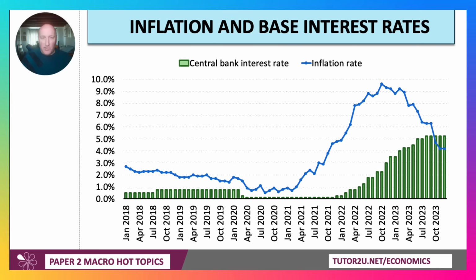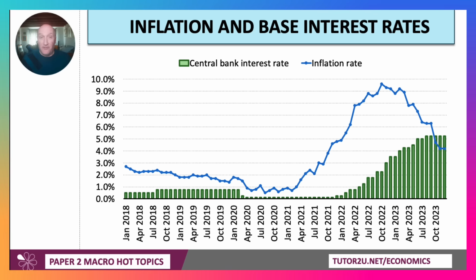Disinflation. But you can see also what's happened to central bank interest rates, rising from 0.1% during the pandemic to a peak of 5.25%. So has the Bank of England been correct in raising interest rates to that level? Should they be kept at a high level, or should they start falling? And if they fall, how far should they fall?